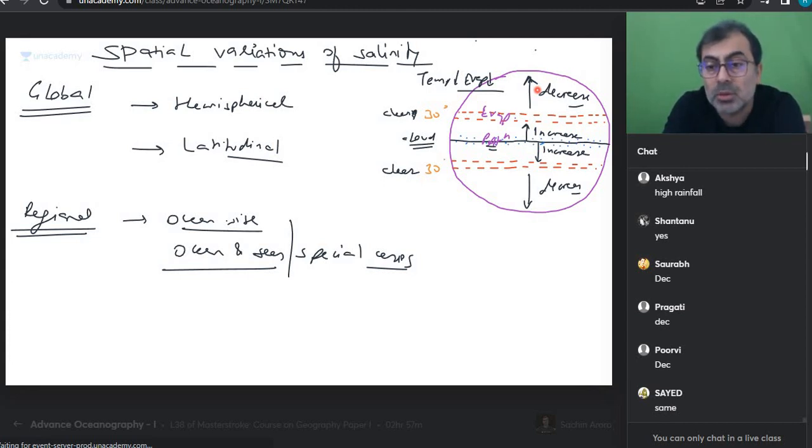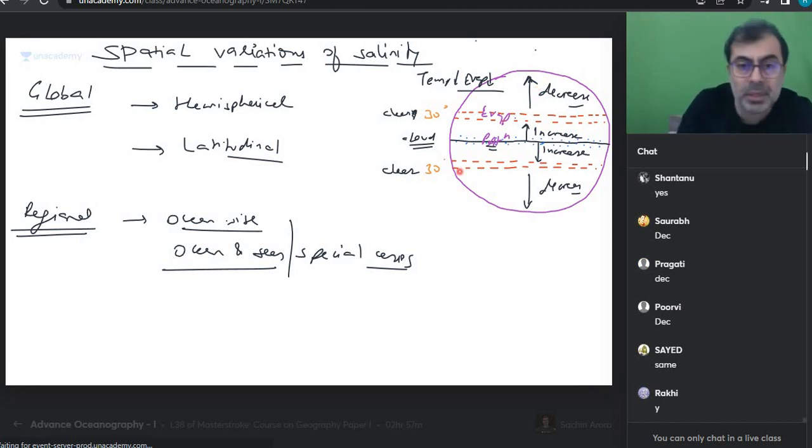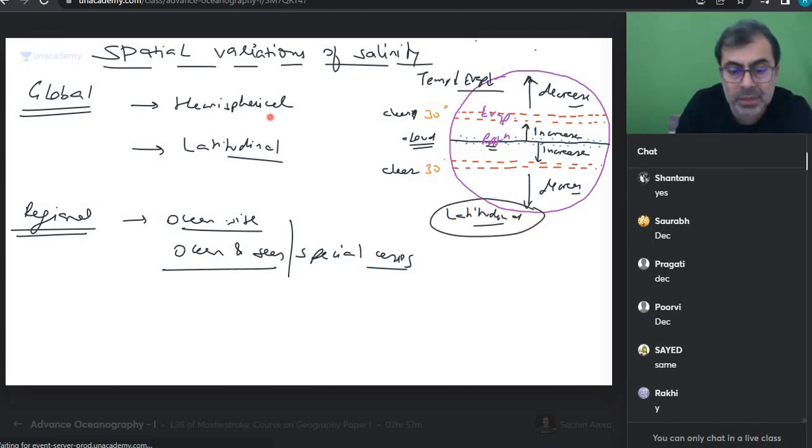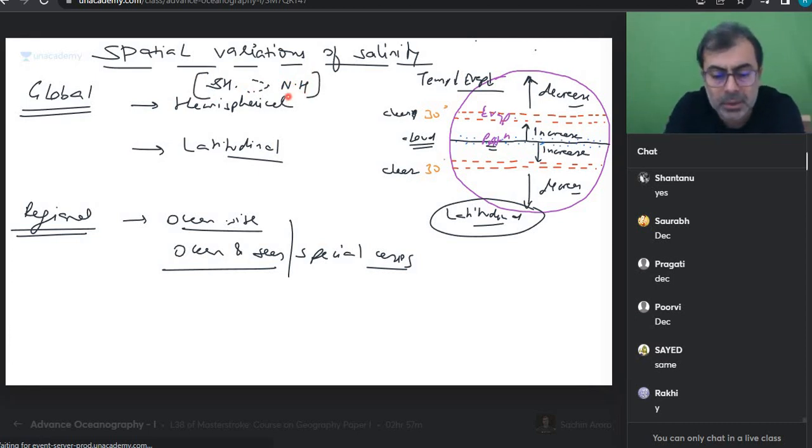True. So much so at the polar ice, what will happen? Polar ice, you have seen, is fresh water. Hemispherical, this was latitudinal. Can I say latitudinal? Hemispherically, it has been seen that southern hemisphere is slightly more saline than the northern hemisphere. Southern hemisphere is slightly more saline than the northern hemisphere. Why so? Can you think of it?